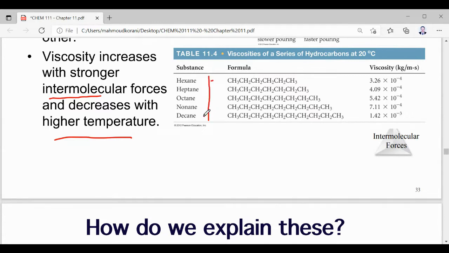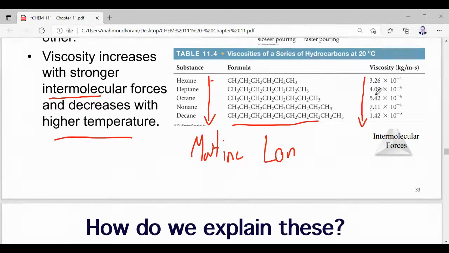If you look at these compounds, they are non-polar compounds: hexane, heptane, octane, nonane, decane. Going from up to down, the molecular weight increases, as you see. The length of the chain increases, so the molecular weight increases. It's non-polar, so the only intermolecular forces here are dispersion forces, or London dispersion forces, which increase with increasing molecular weight. Once the molecular weight increases, the London force increases, so you could say the viscosity increases.